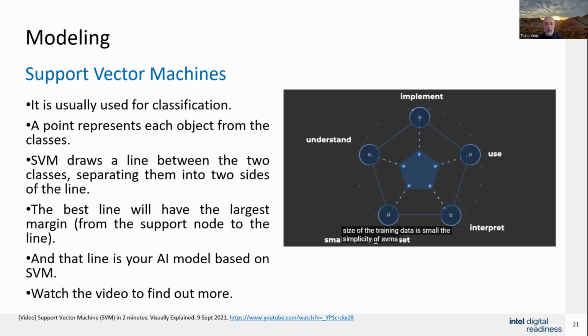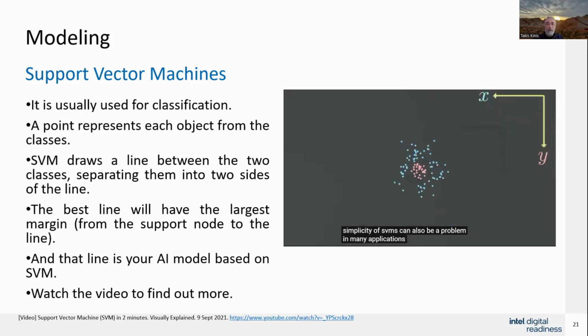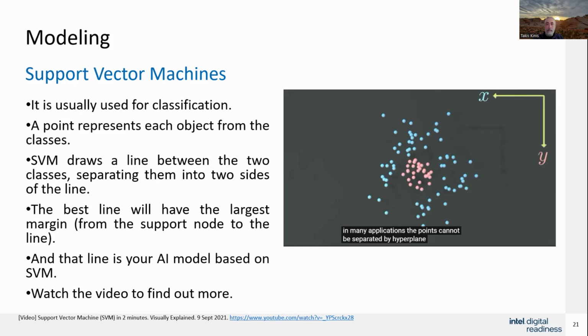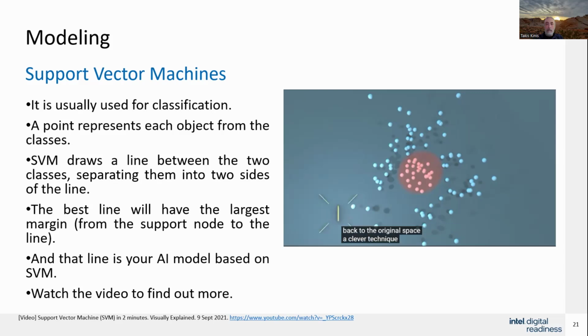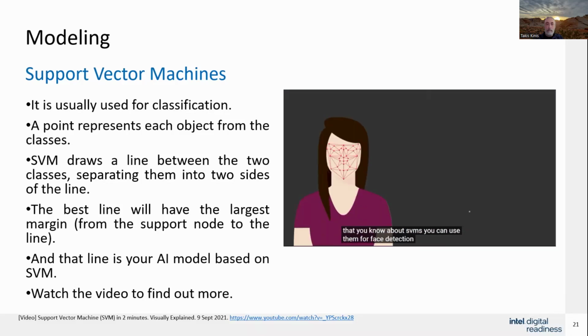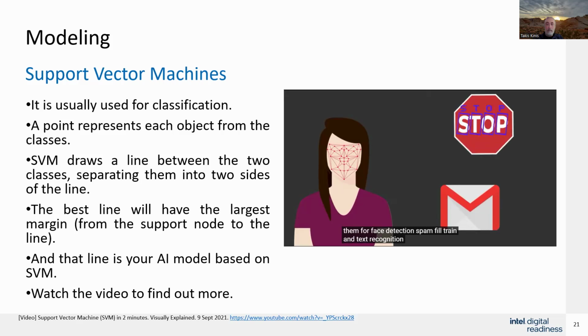The simplicity of SVMs can also be a problem. In many applications, the points cannot be separated by a hyperplane. A common workaround in this case is to A. Augment the data with some nonlinear features that are computed from the existing ones, B. Find a separating hyperplane in this higher dimensional space, and C. Project back to the original space. A clever technique known as the kernel trick allows us to perform all of these steps in a very efficient manner. And now that you know about SVMs, you can use them for face detection, spam filtering, and text recognition.